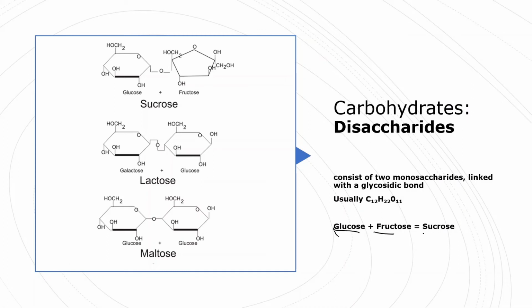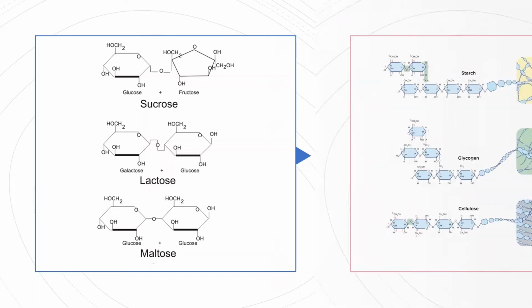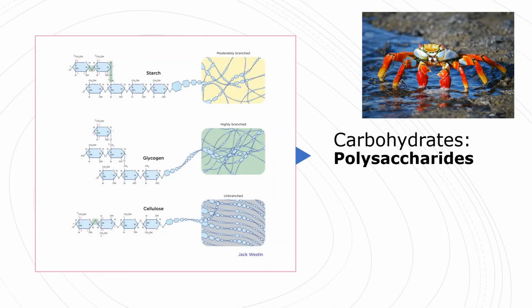Again, put these to memory somehow. Glucose and fructose is sucrose. Glucose and galactose is lactose, and glucose and glucose is maltose. Remember, all of these are monosaccharides. Take two of them together and you get disaccharides. Polysaccharide, many, right? Many sugars, many monosaccharides linked together. And that's all we'll say here.